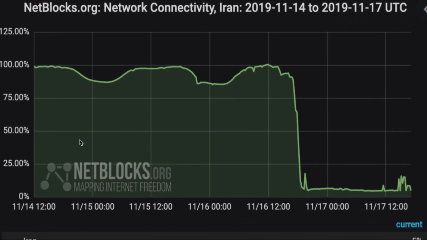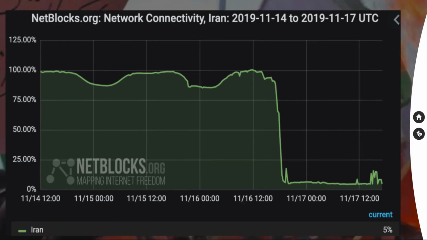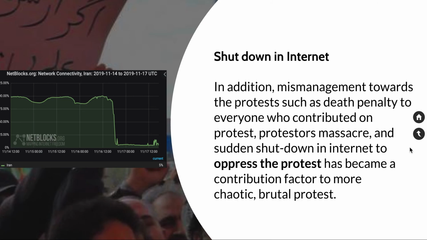So this is a diagram provided by NetBlocks of network connectivity. As you can see, it indicates that on November 16th, the internet connectivity suddenly dropped, and this was intentionally done to block the communication between the protesters. However, it actually became more chaotic protests after shutting down the internet.